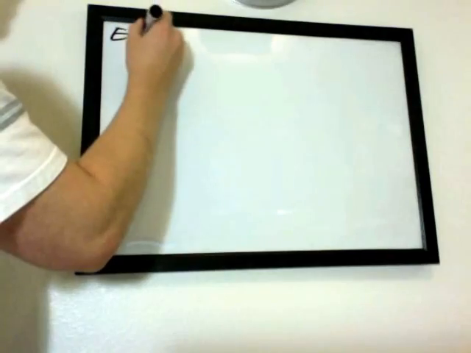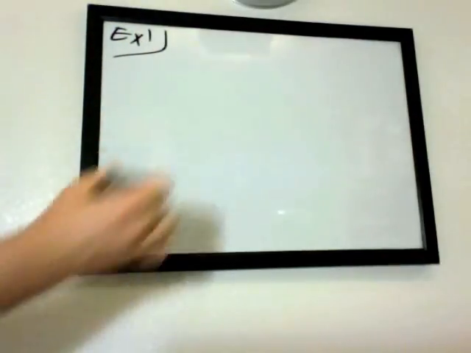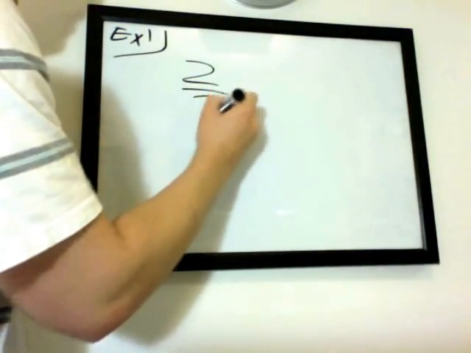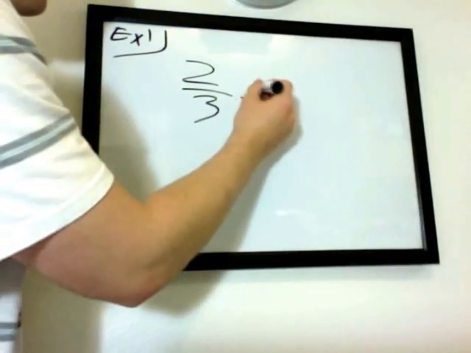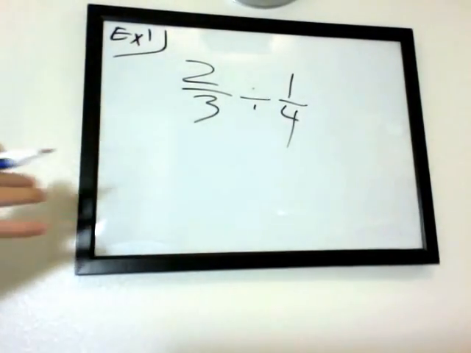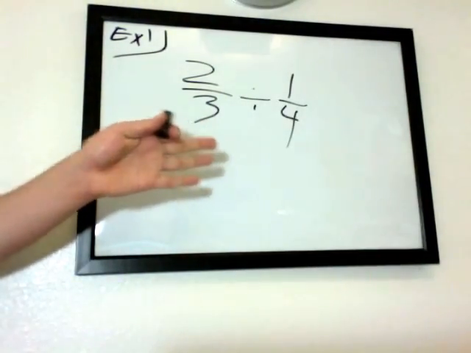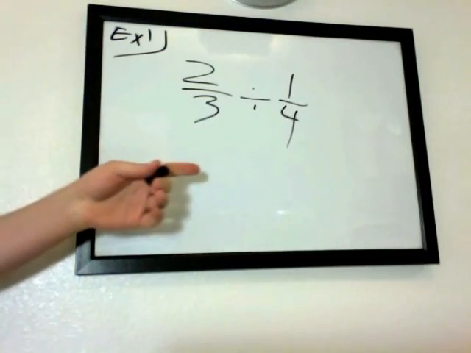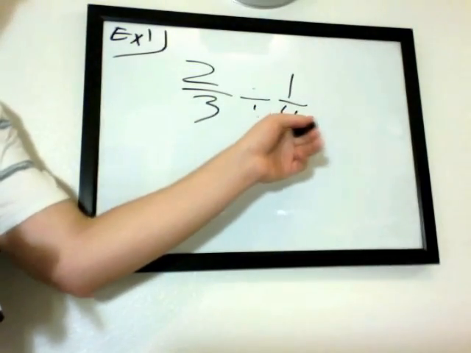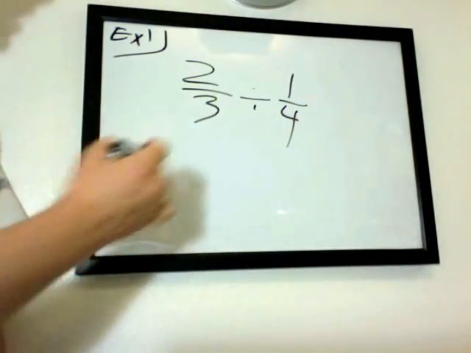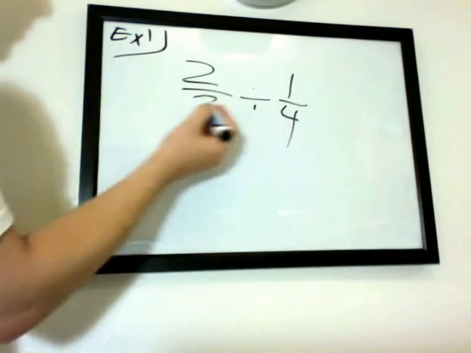Reciprocals will come in handy, and they'll be very important for what we're going to be talking about next, dividing. Now let's do some dividing of fractions. Example 1. Let's say we have 2/3 divided by 1/4. What we've got to do is flip one of these. So we're going to flip this one.